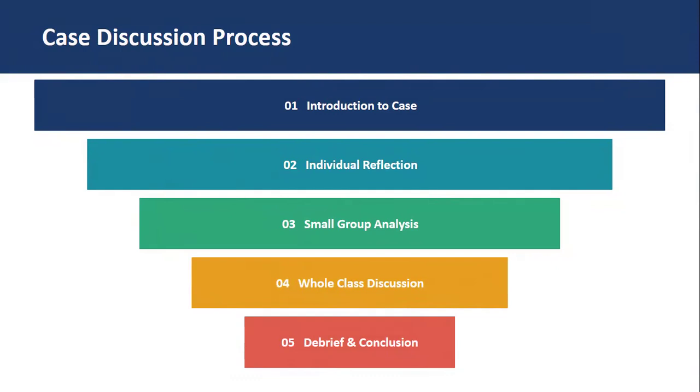Second, allow individual reflection by the students. Third, move to small group analysis. Fourth, conduct the whole class discussion. Finally, debrief it and conclude with key takeaways. This progression supports deeper engagement and avoids superficial discussion.